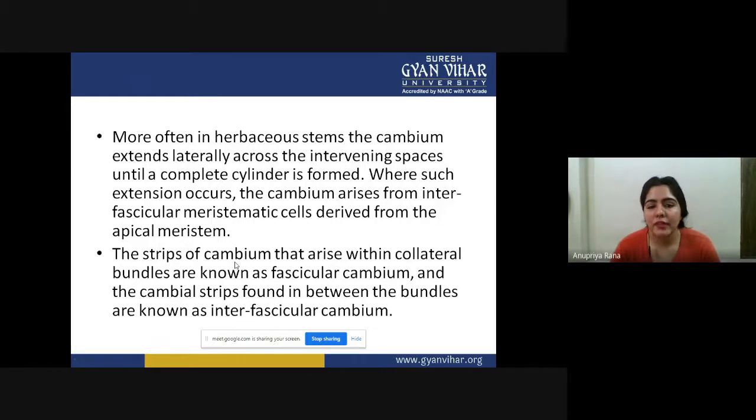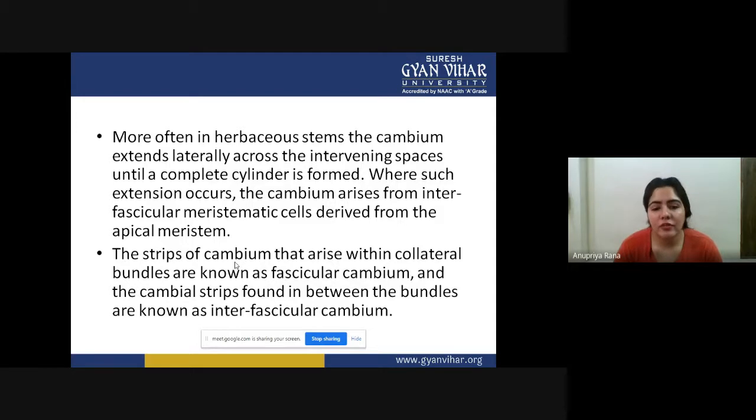So where such extension occurs, the cambium arises from interfascicular meristematic cells. So now this interfascicular meristematic cell gives rise to the interfascicular cambium. Then we have this interfascicular cambium and the initial one, the fascicular cambium. These will be collectively called the cambium.